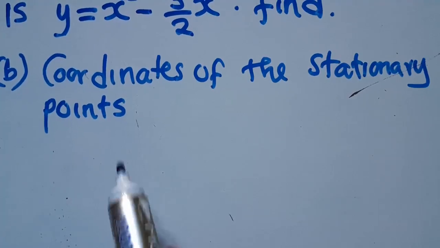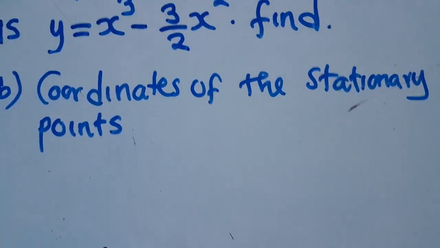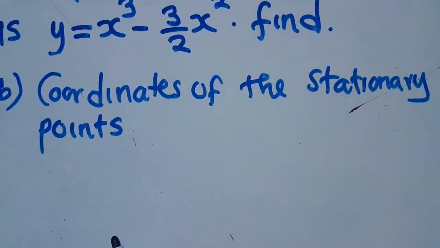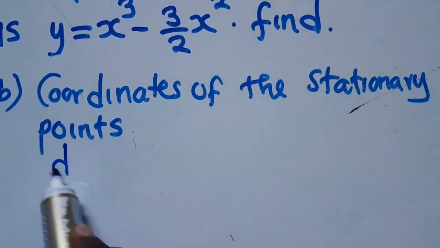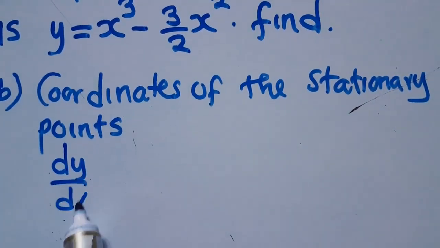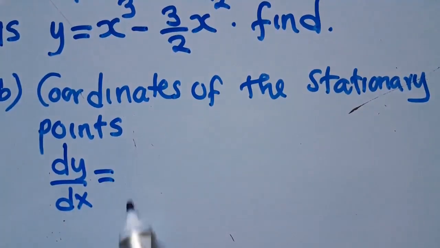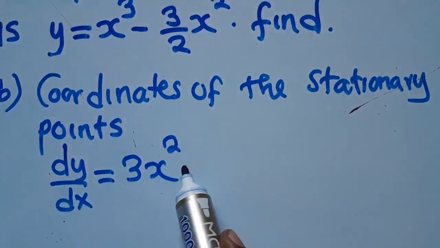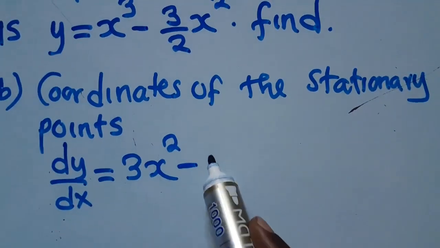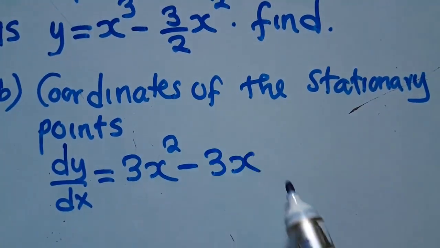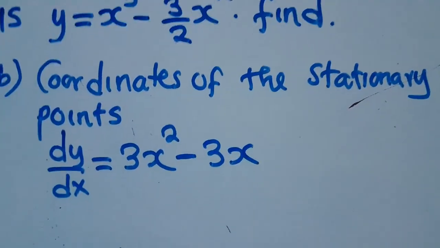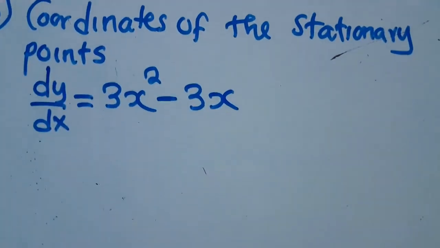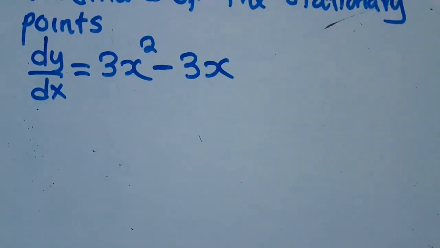So I'm not going to differentiate because I already differentiated this one. Where I said dy/dx, the answer was 3x squared minus 3x. This is the answer which I found when I differentiated.